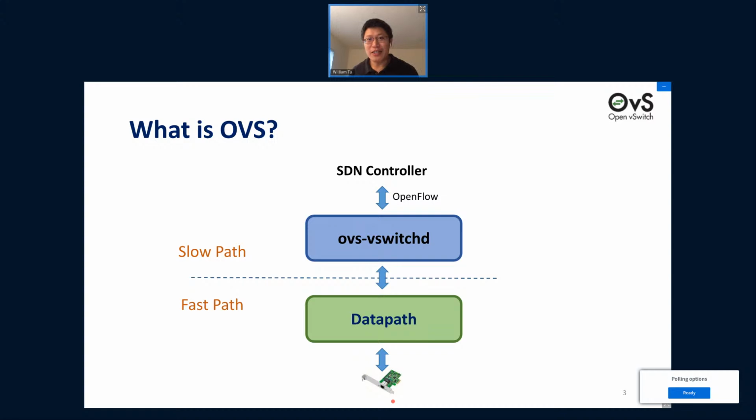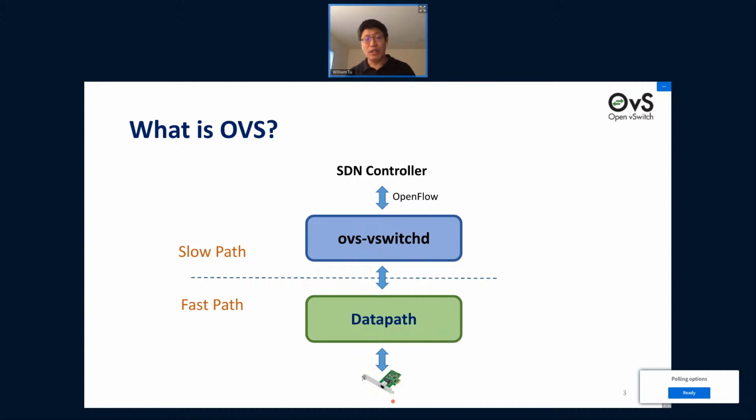So OVS majorly has 2 components. One is the slow path, the other is the fast path. The slow path part is majorly a user space daemon called OVS vSwitch-D. Usually the SDN controller or network controller will have higher level network policies like dropping a packet, or for a particular tenant applying certain network firewall rules. And then they'll convert this policy into OpenFlow rules and program them into Open vSwitch.